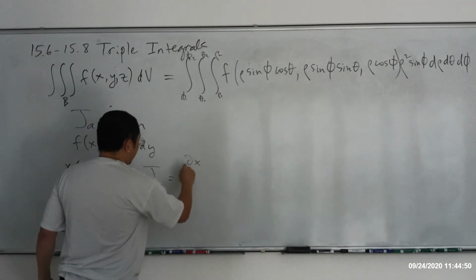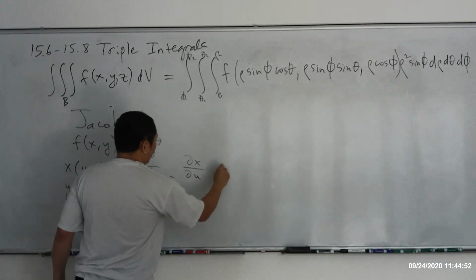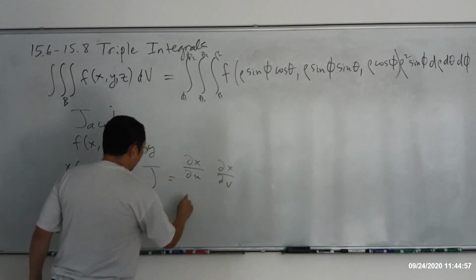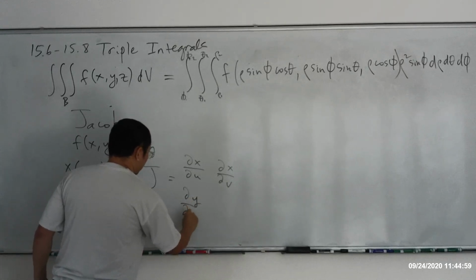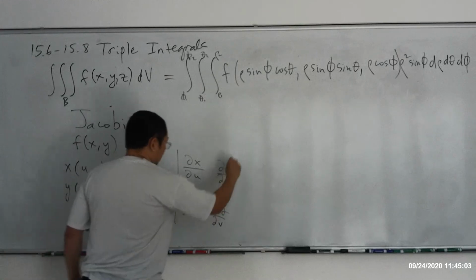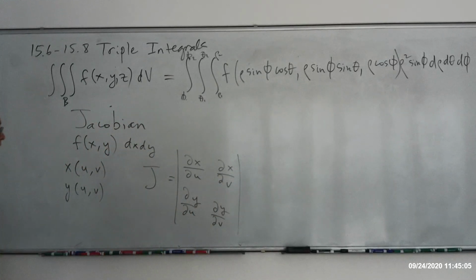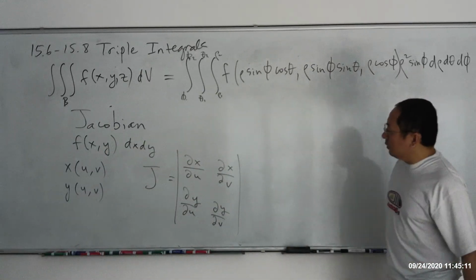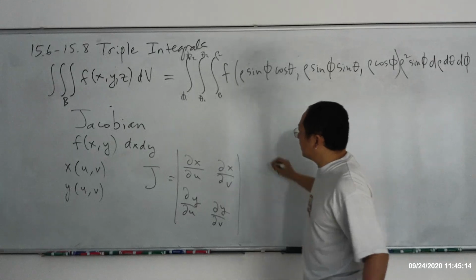Take the partial derivative of x over u, the partial derivative of x over v, and then do the same thing for y. Calculate the determinant of it. Then you're going to have the quantity in front of the new variables. Okay, so let's go through an example.